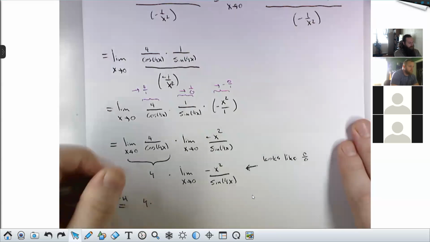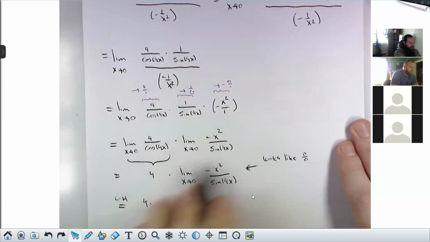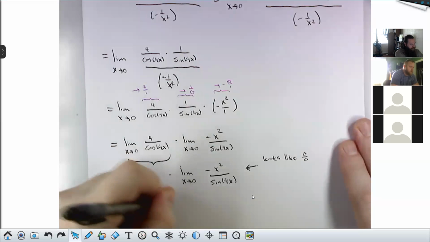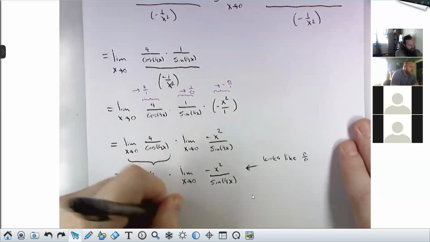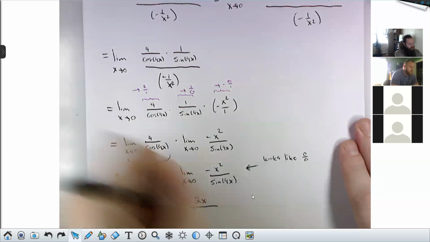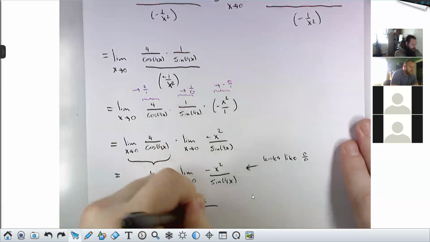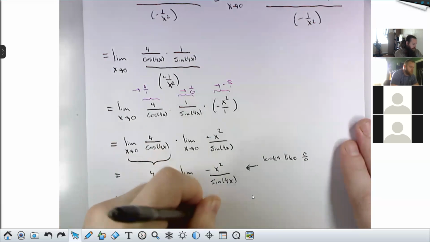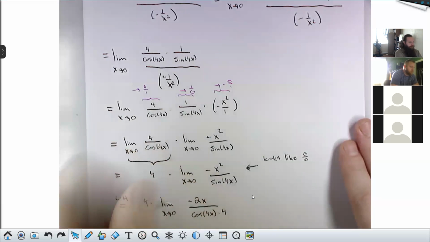The 4 is just coming along for the ride. He's not getting L'Hopital. This is the only thing getting L'Hopital. I have lim x to 0. The derivative of the top is negative 2x. The derivative of the bottom is cos 4x times 4.